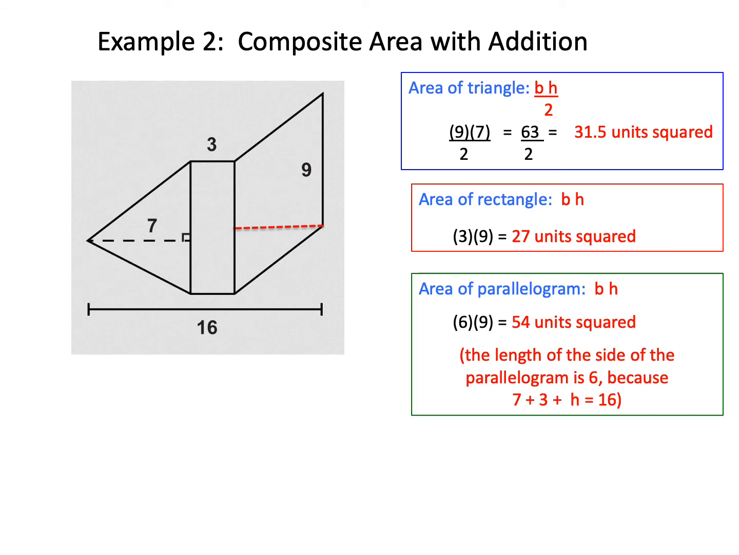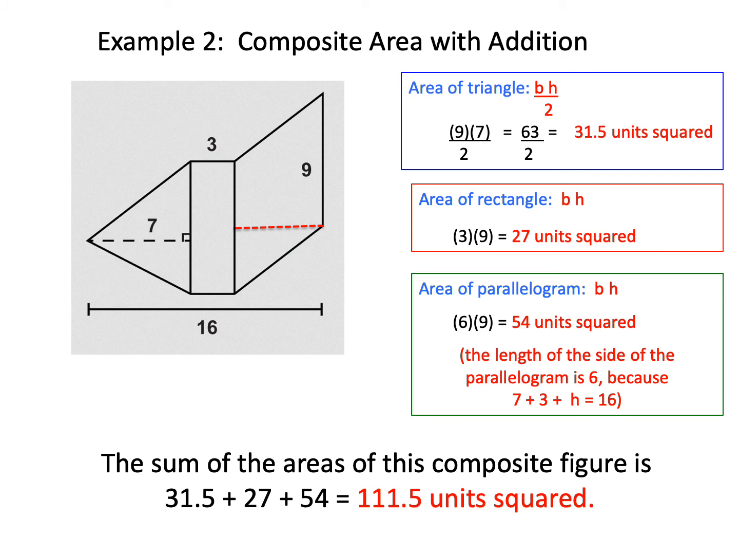If you look at the parallelogram, we have to calculate the height. They give you the base of 9, but technically we don't know the height. So we have to look at the full length of 16 and break it into its pieces. So you can see that it's 7 plus 3 plus the height equals the 16 at the bottom. So if we solve for h, we see that the height is 6. Therefore, the area of the parallelogram is 9 times 6, or 54 units squared.